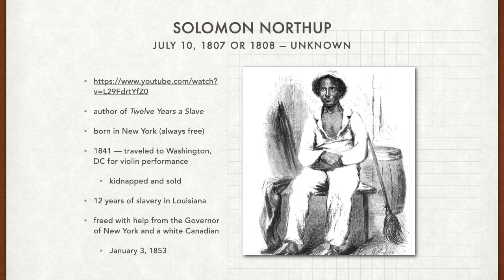So New York actually had a very great initiative where they would work to make sure that these free black people could come back, right? He got lucky in that regard. The Canadian man is played by Brad Pitt in the movie. His family and friends enlisted the aid of the governor of New York, Washington Hunt, and Northup gained his freedom on January 3rd, 1853.